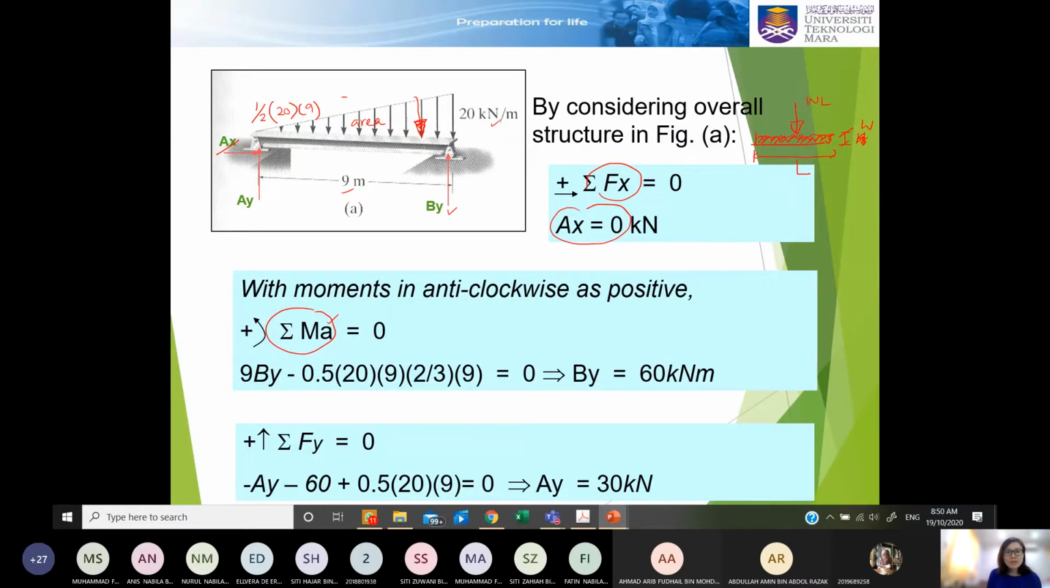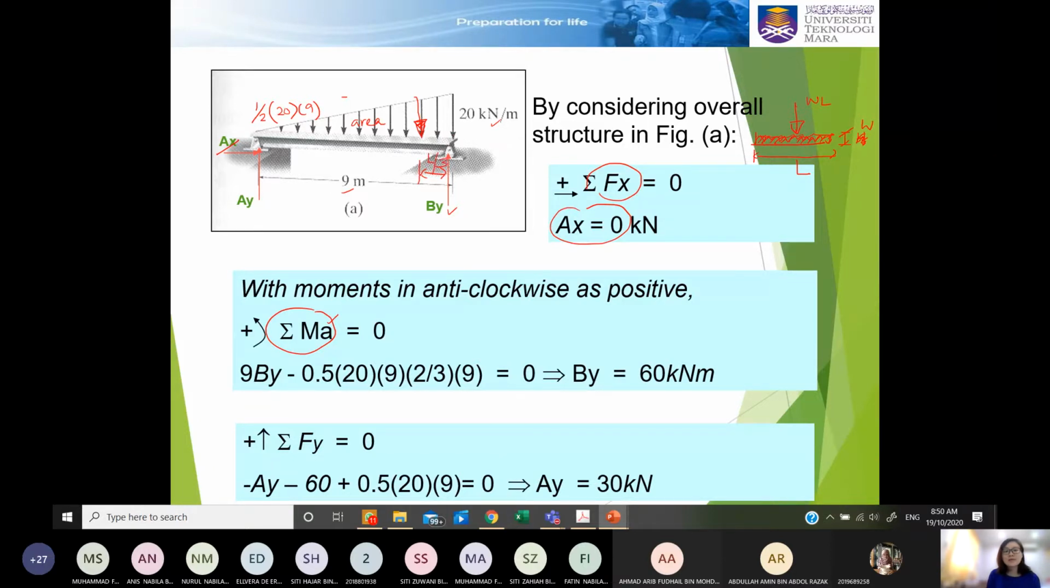Now we go back to this triangular loading. Once we know the resultant, we need to take moment, right? So we need to know where this resultant is acting, within this 9 meter. It will act at the centroid of this area. So it will always be close to the highest value, at 1/3.